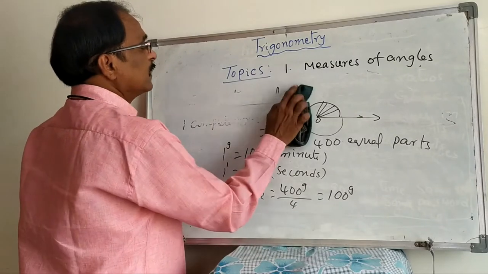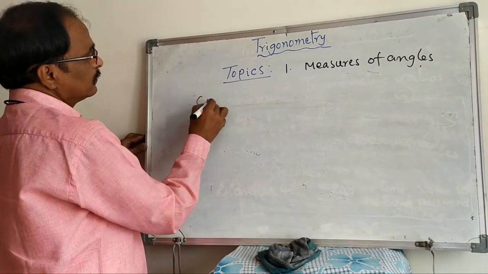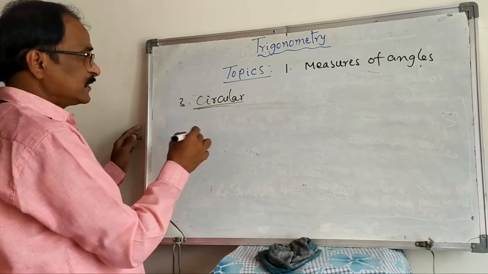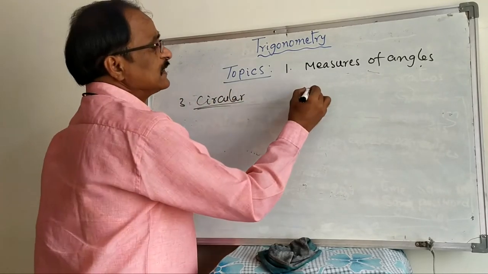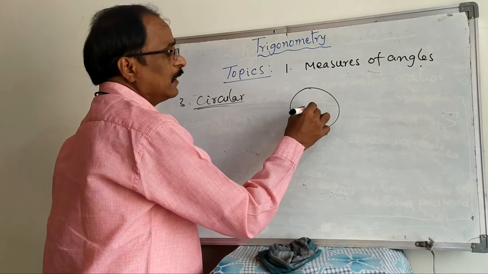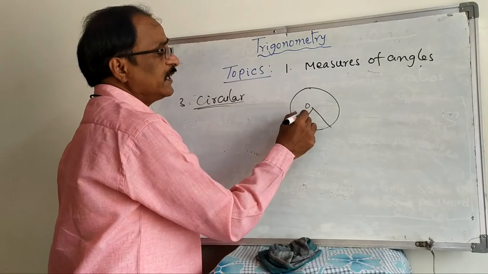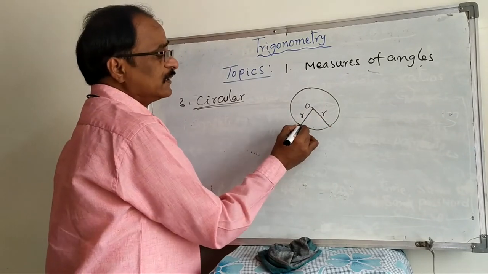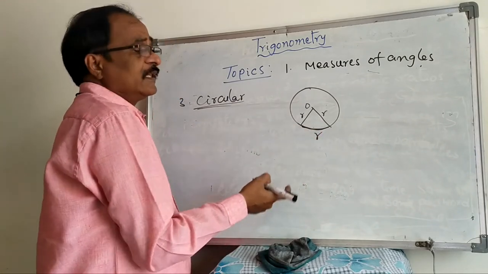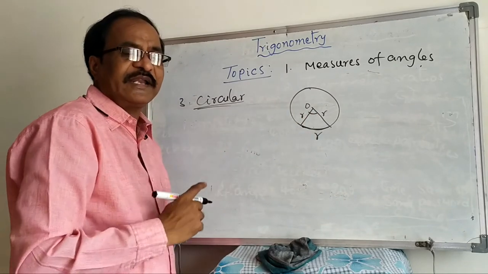And next, the circular measure, or radian system. In circular measure, in a circle, consider an arc whose length is equal to its radius. This is the radius and this is also a radius, and this is the length of the arc. This length of the arc is also equal to its radius. Then the angle made by the arc at the center is called 1 radian.